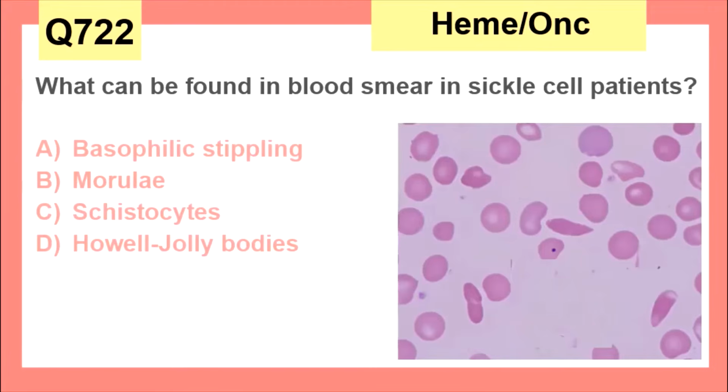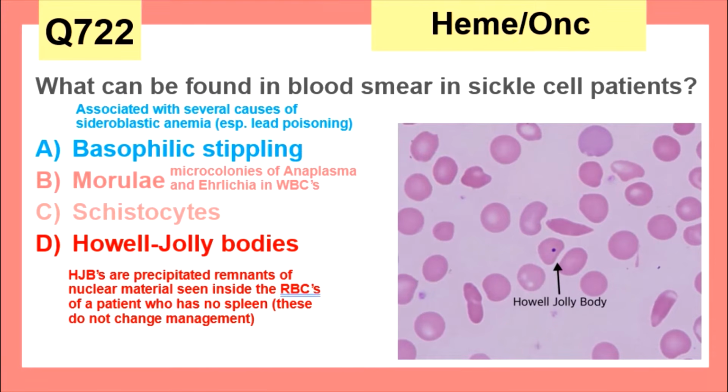Let us move on. 722. What can be found in the blood smear in sickle cell patients? So we find Howell-Jolly bodies because the spleen is gone, autosplenectomy, and therefore the spleen will not be taking away these defective red blood cells. And in terms of the other choices, basophilic stippling is associated with sideroblastic anemia, especially lead poisoning. Morula is seen in the microcolonies of Anaplasma and Ehrlichia in the white blood cells.